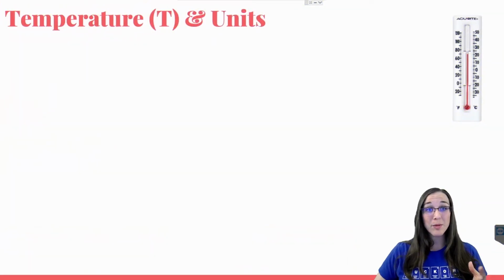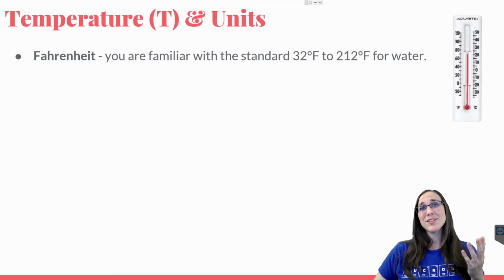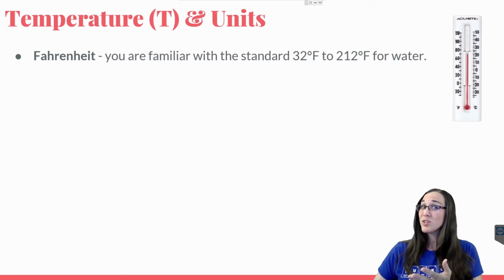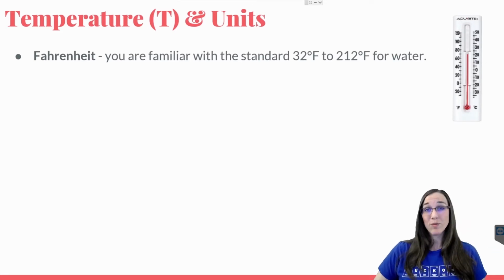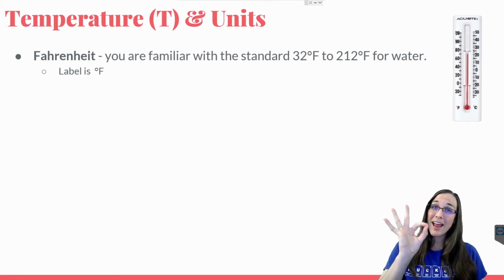Let's move on to the variable of temperature and its associated units. The first unit of temperature is Fahrenheit. You're probably familiar with Fahrenheit. And the standard is the 32 degrees Fahrenheit to the 212 degrees Fahrenheit in the case of water, in terms of where it freezes and where it boils.